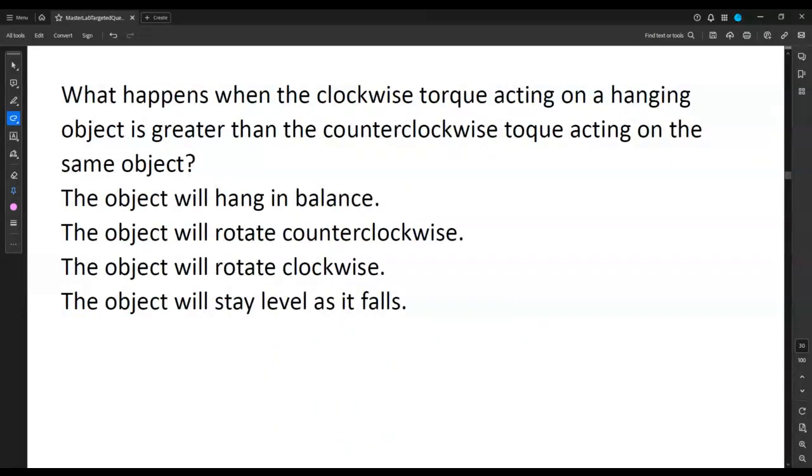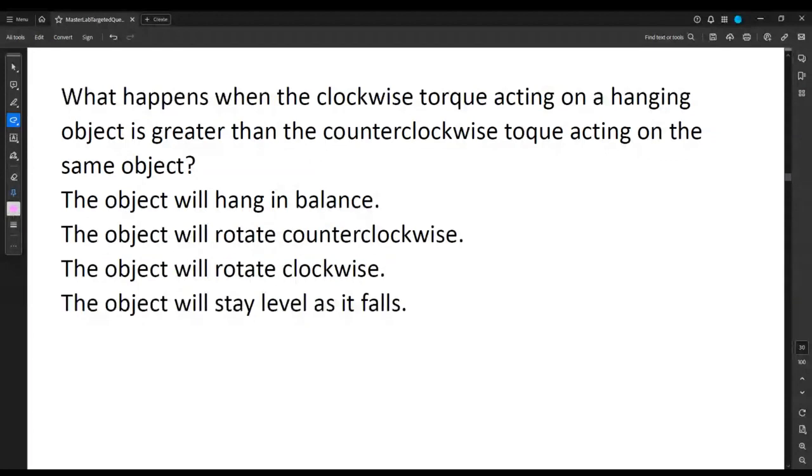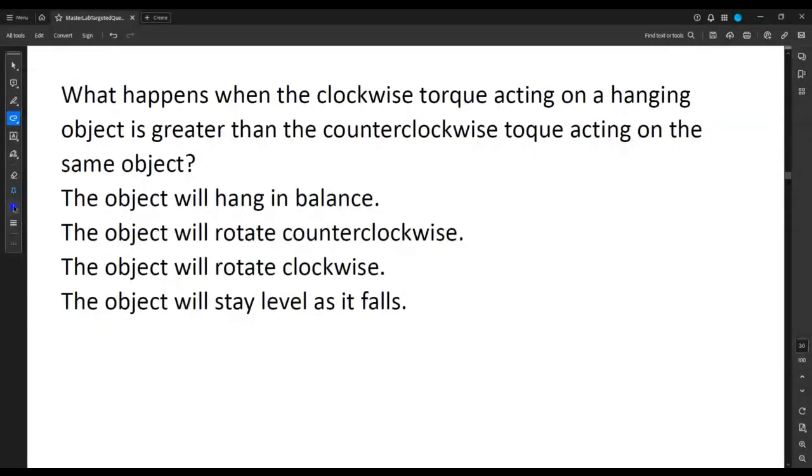Okay, then a couple of questions in a row here that are just concepts, very quick and easy, and if you read them carefully, should not be difficult to answer. But let's say that I have some clockwise torque acting on an object, and it's greater than a counterclockwise torque acting on the object. So if I have a big clockwise torque and a little counterclockwise torque, then clockwise torque is going to win.